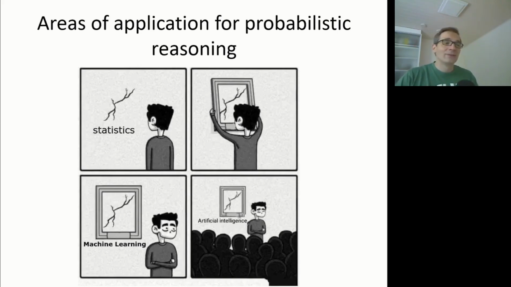The distinguishing difference between statistics, machine learning, and artificial intelligence, of course, is that machine learning methods are typically more complicated than the statistical methods, and the artificial intelligence methods are even more complicated than the machine learning.